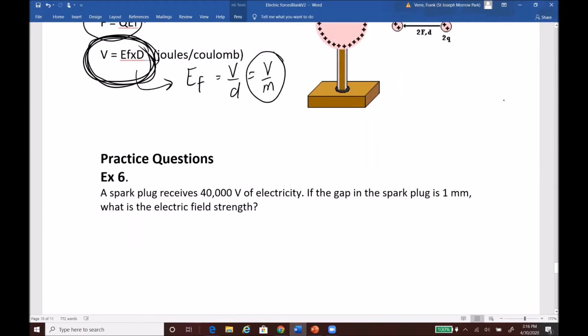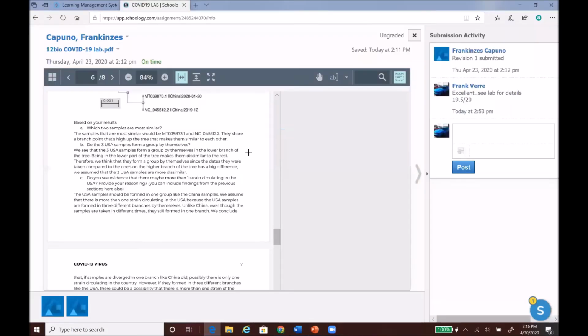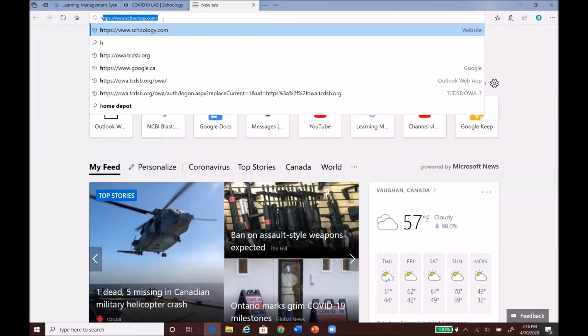Okay. So let's look at a first question here. Spark plug. Does anyone know what a spark plug is? What it's used for? Ever seen them? It's in the car, I guess. Yeah, it is. Any combustion engine would have a spark plug.